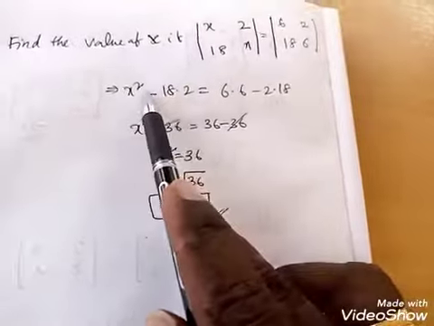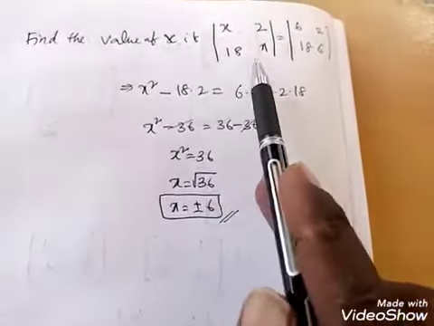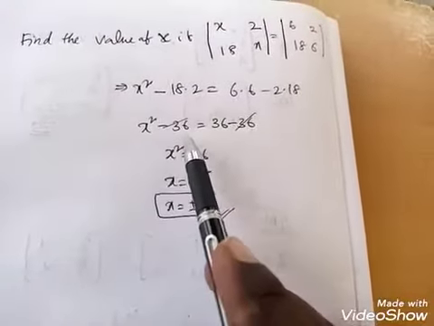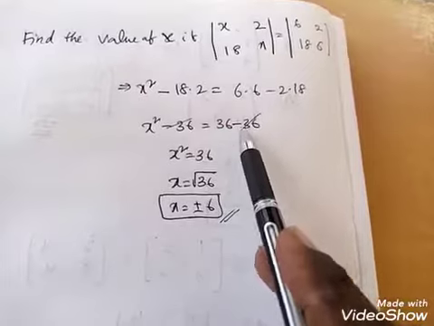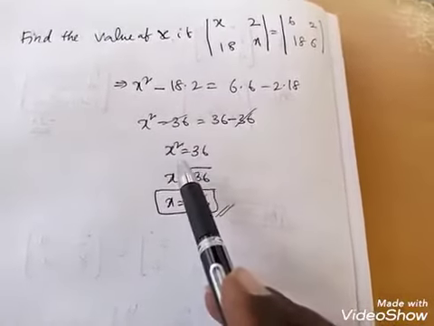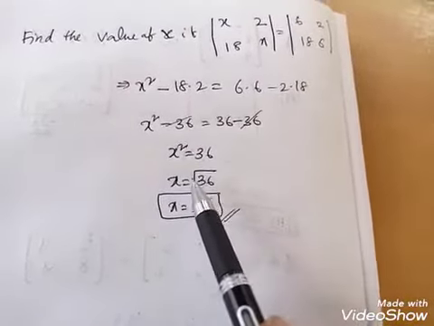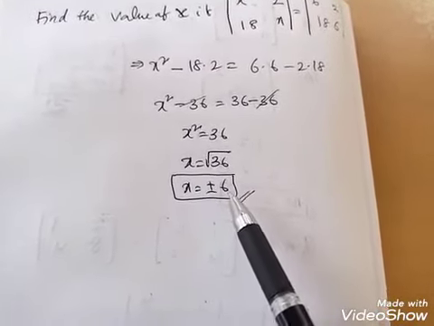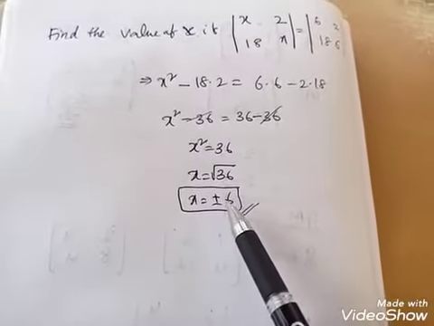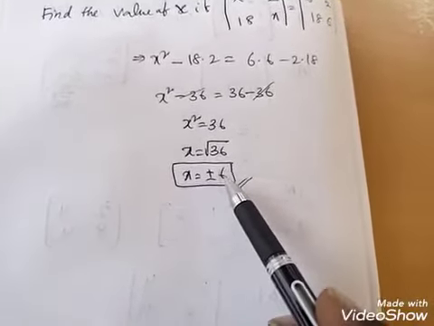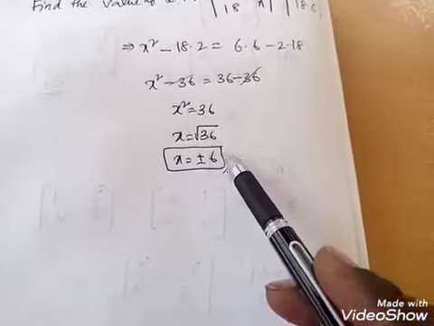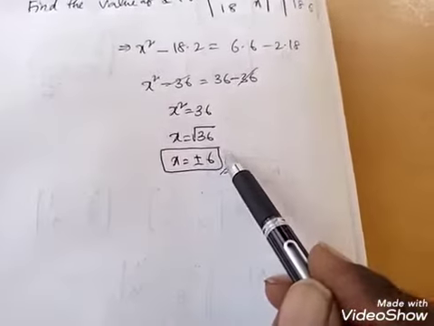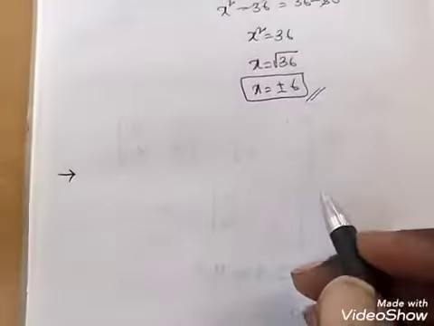Now what are you going to get? x into x is x square minus 2 into 18 is equal to 6 into 6 minus 2 into 18. Now x square minus 36 is equal to 36 minus 36. The minus 36 on both sides gets cancelled. Now x square is equal to 36, x is equal to root of 36. Therefore x is equal to plus or minus 6. Observe the options: 6, plus or minus 6, minus 6, and none of these. If you choose the first option, 6, that is going to be a wrong answer.